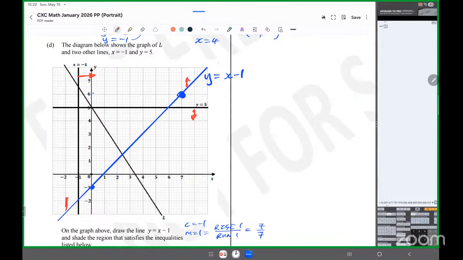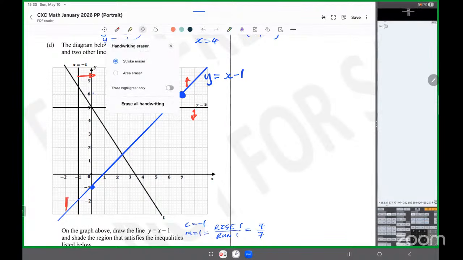So the region that I want is somewhere in here. Watch me now. Below this one, above this one, and above the blue line. So far, I would want that triangle. But I have one more inequality to put in. So let's go for it. So far, that's the region that I want.